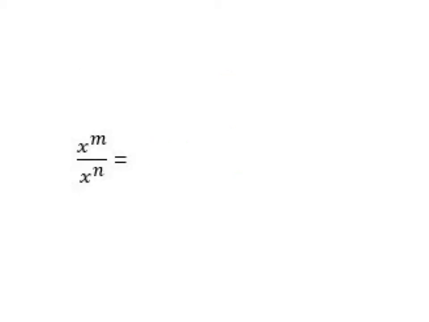So this is like the generic rule that is on your math chart. So if I'm going to write this one, this would be x to the m minus n. You should see this one on your math chart.